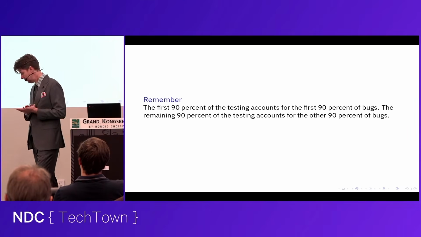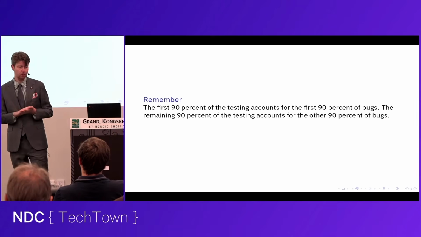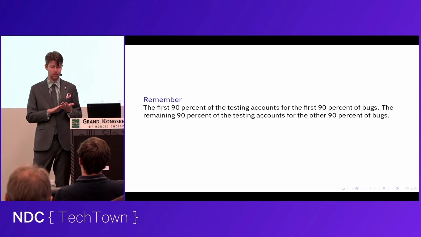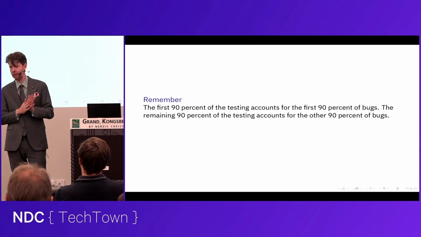Now, there is this 90-90 rule. It says that the first 90% of testing finds about the first 90% of bugs, and the remaining 90% of testing accounts for the other 90% of the bugs.